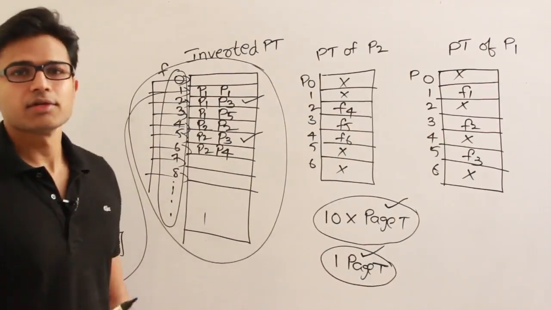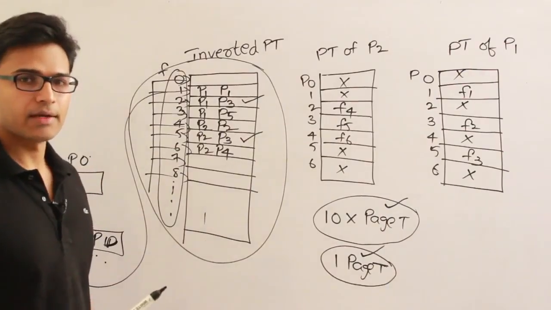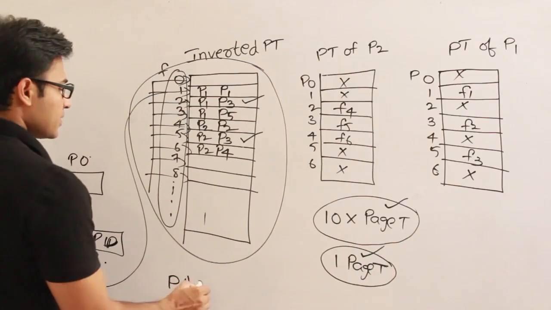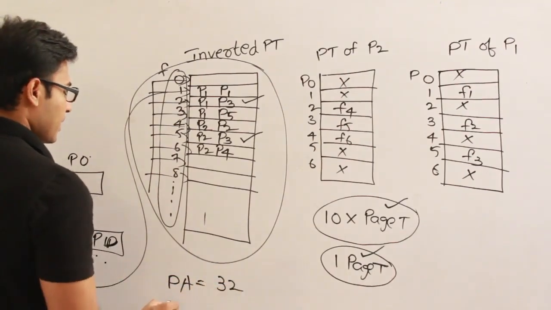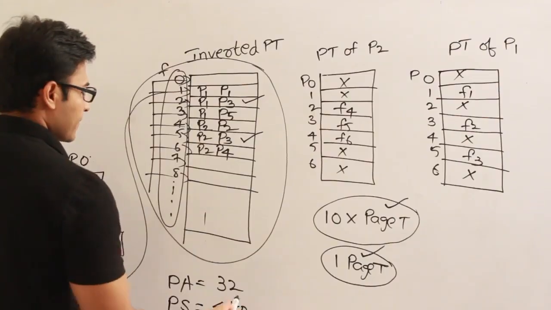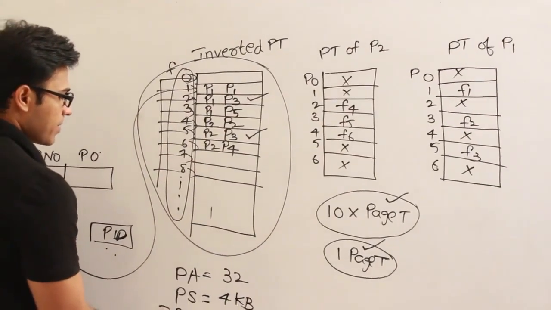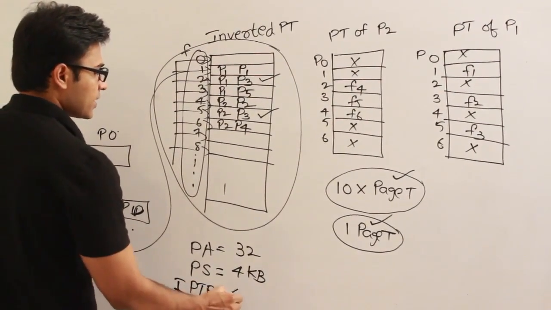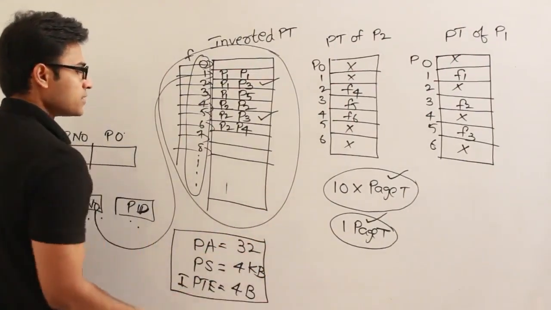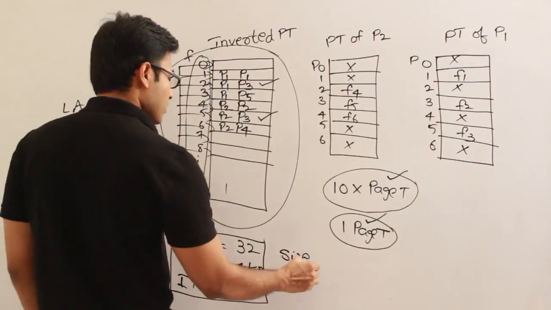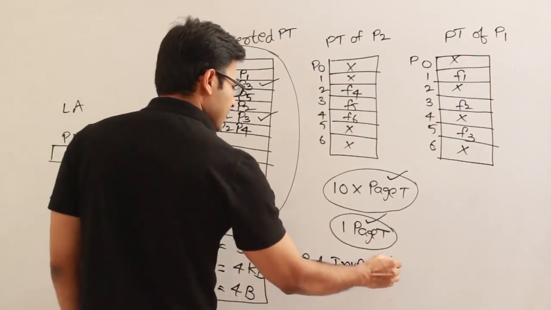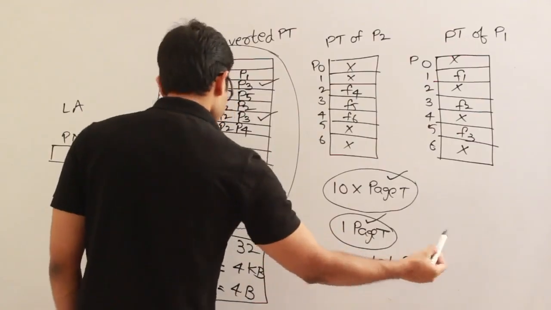Anyway, I'll just give you a question, answer it. Let us say the physical address space is 32 bits and the page size is 4 KB and the inverted page table entry size is 4 bytes, then what will be the size of the inverted page table? Can you solve this?